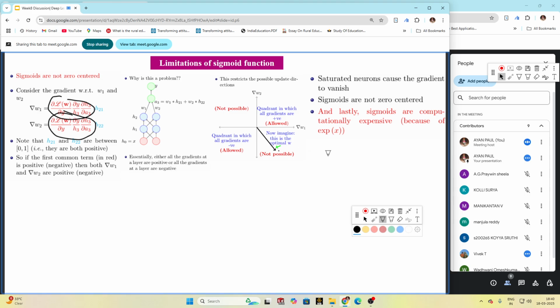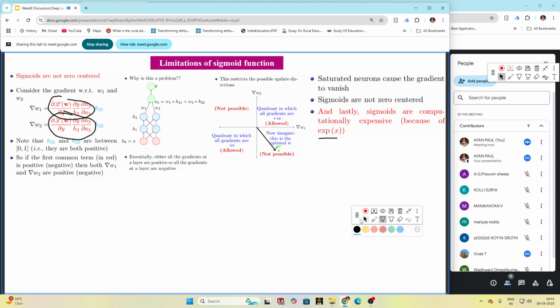The last problem, or the third problem of this, is that it is computationally expensive. Like in this linear activation function, we are only doing a linear relationship, but now we have this logarithmic or exponential relationship. So that is why it is computationally expensive. So this is about the sigmoid function.